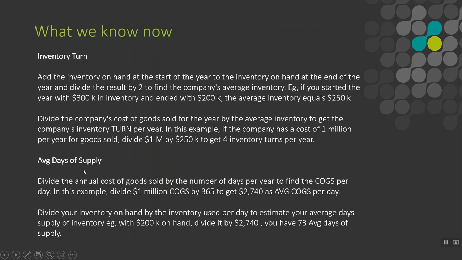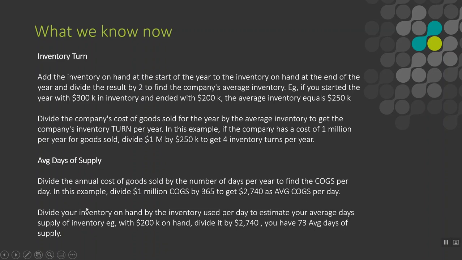Now, the average days of supply is computed by dividing the annual cost of goods sold by the number of days per year to find the cost of goods sold per day. So in the same example, if we had $1 million in cost of goods sold, we divide it by 365, and we'll get $2,740 as the average cost of goods per day.